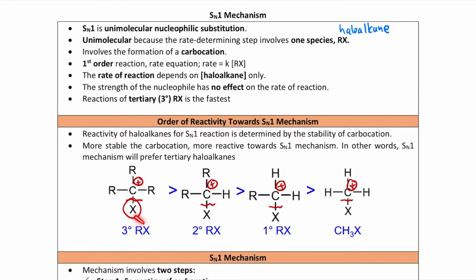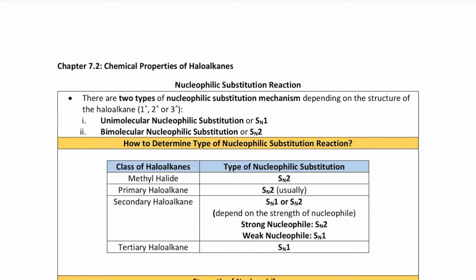Okay, so that's why tertiary haloalkane the most stable. So, bila tertiary haloalkane the most stable, so reactivity toward SN1 pun paling tinggi adalah tertiary haloalkane. Okay, so kiranya tertiary paling reactive toward SN1. Secondary boleh juga undergo SN1, tapi ikut keadaan macam tadi kan dalam table tadi. So, in this table saya ada cakap kat kamu, tertiary memang undergo SN1 je. Sebab apa?